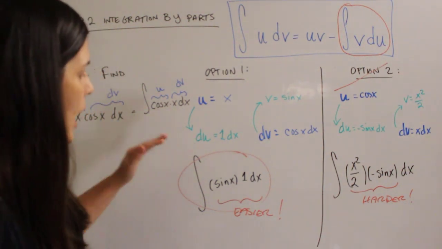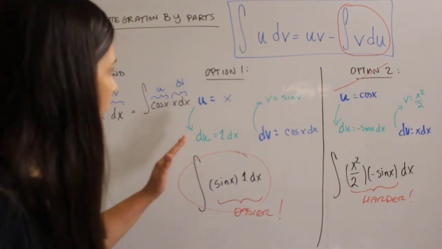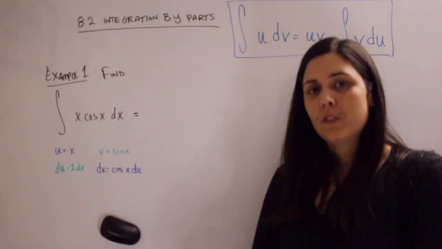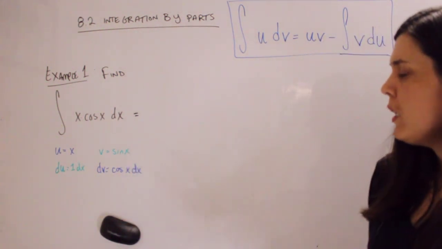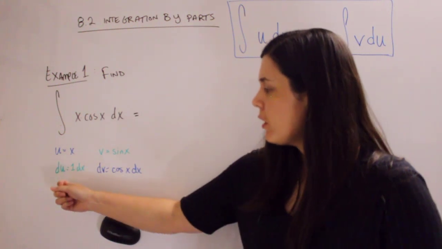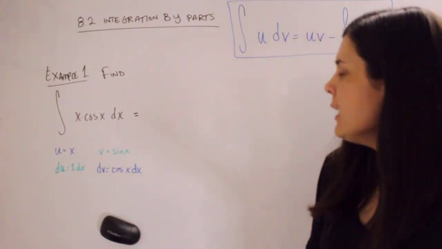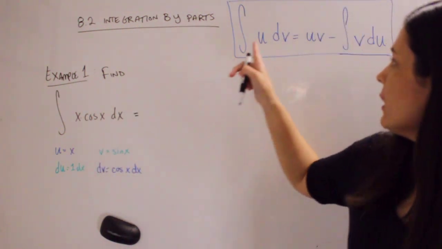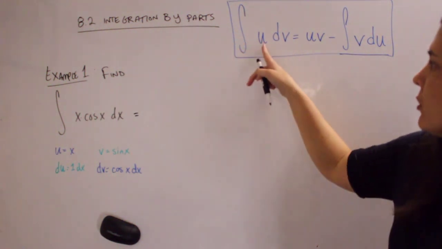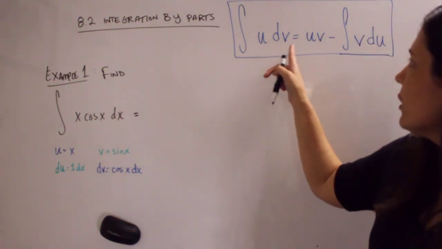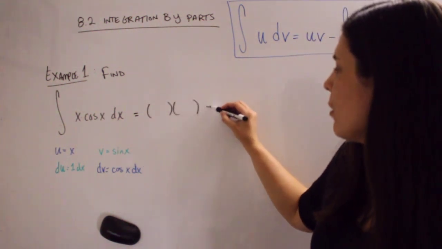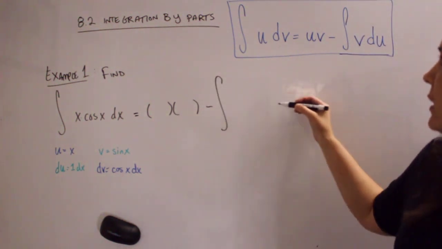So now we know option 1. I'm going to go ahead and clean this up a little bit and then we'll finish this example. So let's finish example 1. We already decided that this was the best choice for u and dv, and we found du and v accordingly. So this integral is the left side of the equal sign for our formula for integration by parts. This is the integral of u dv. The right side, what this equals, is u times v minus the integral of v du.